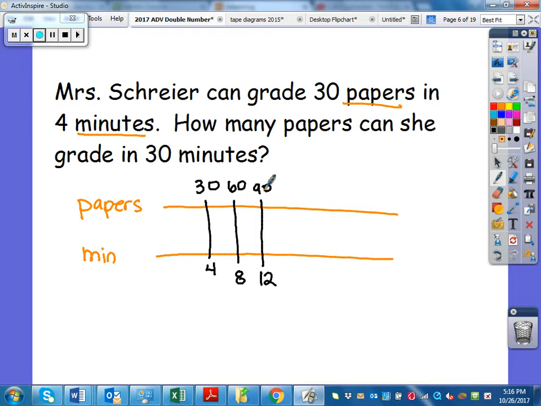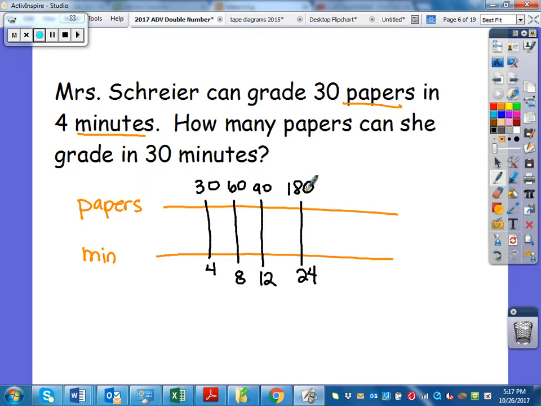At this point, as you're working on double number lines, I could add another group of 12 minutes if I wanted to, and it would take 90 more papers. So if I added another group of 12 minutes, that would be 24 minutes. Well, if in 12 minutes she can grade 90 papers, in 24 minutes she's going to be able to grade 180 papers.